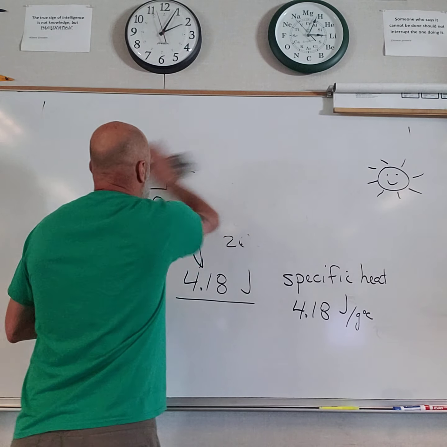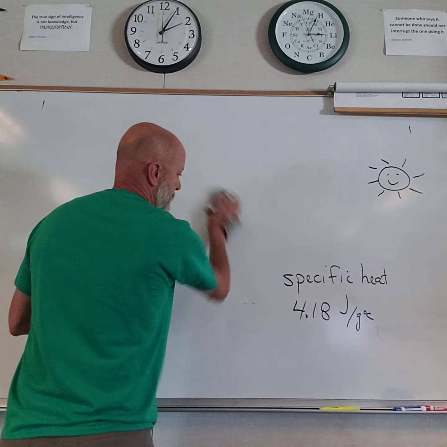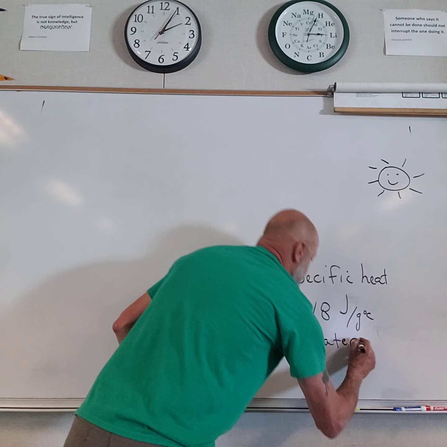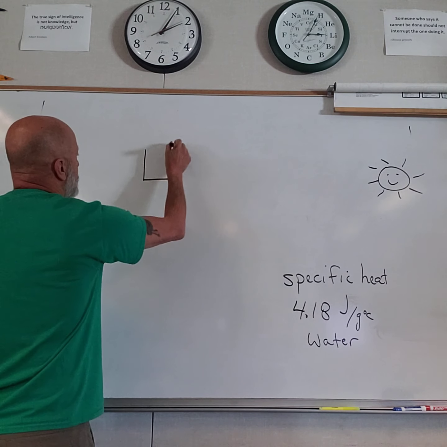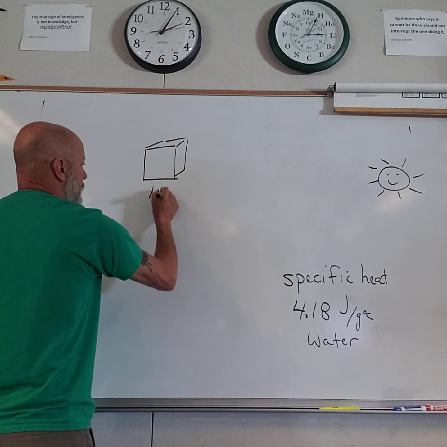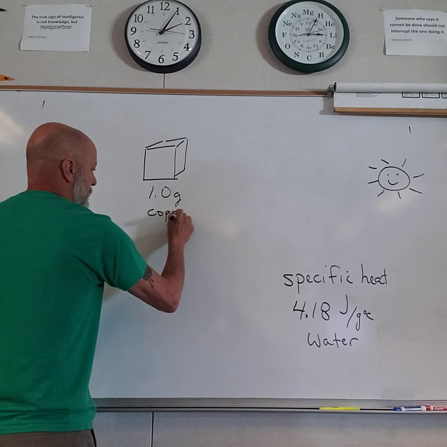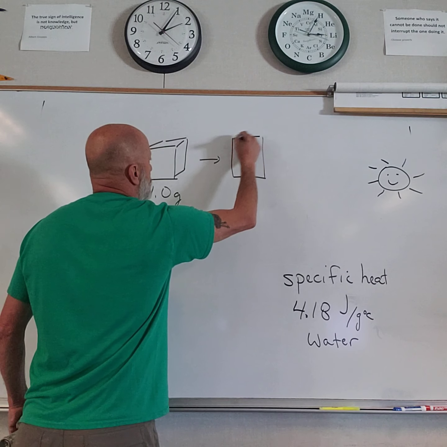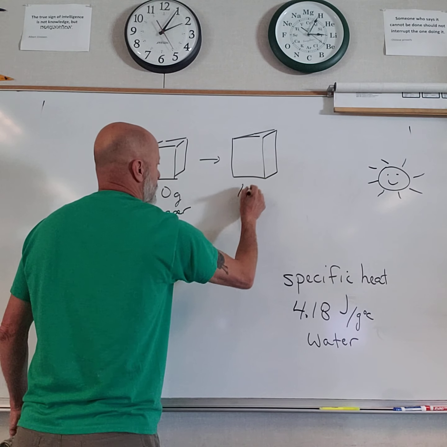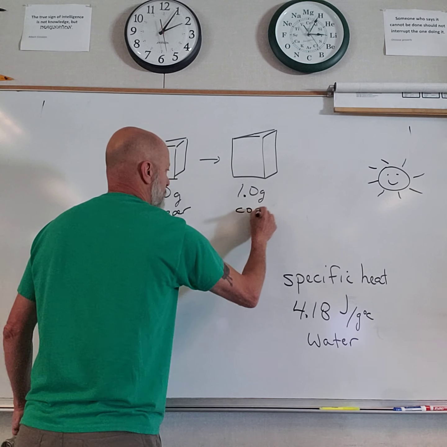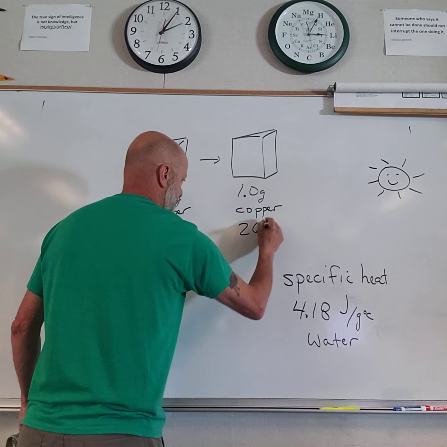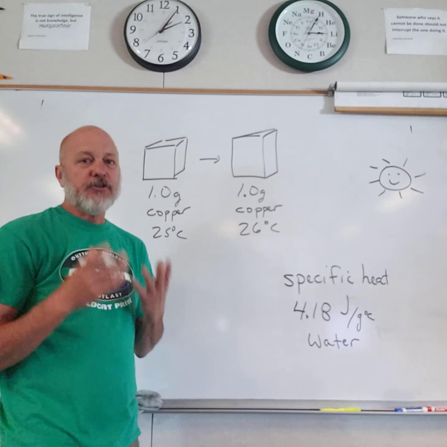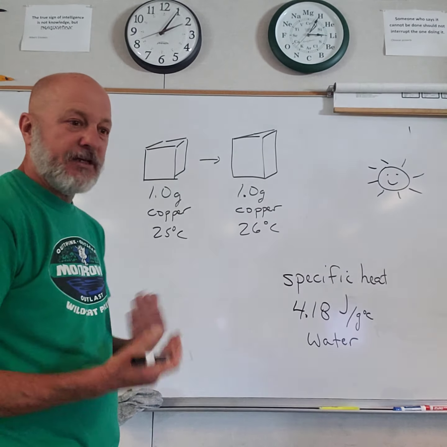If it's not water, so this is the specific heat of water. Let's say it's a copper metal. I've got the same amount, 1.0 gram copper, and it's at 25 degrees C. I'm going to heat it up so that I've got 1.0 gram copper, 26 degrees C, same amount. But it's no longer water, now it's copper. Copper and metals are usually a lot easier. They change temperature with a lot less energy involved.